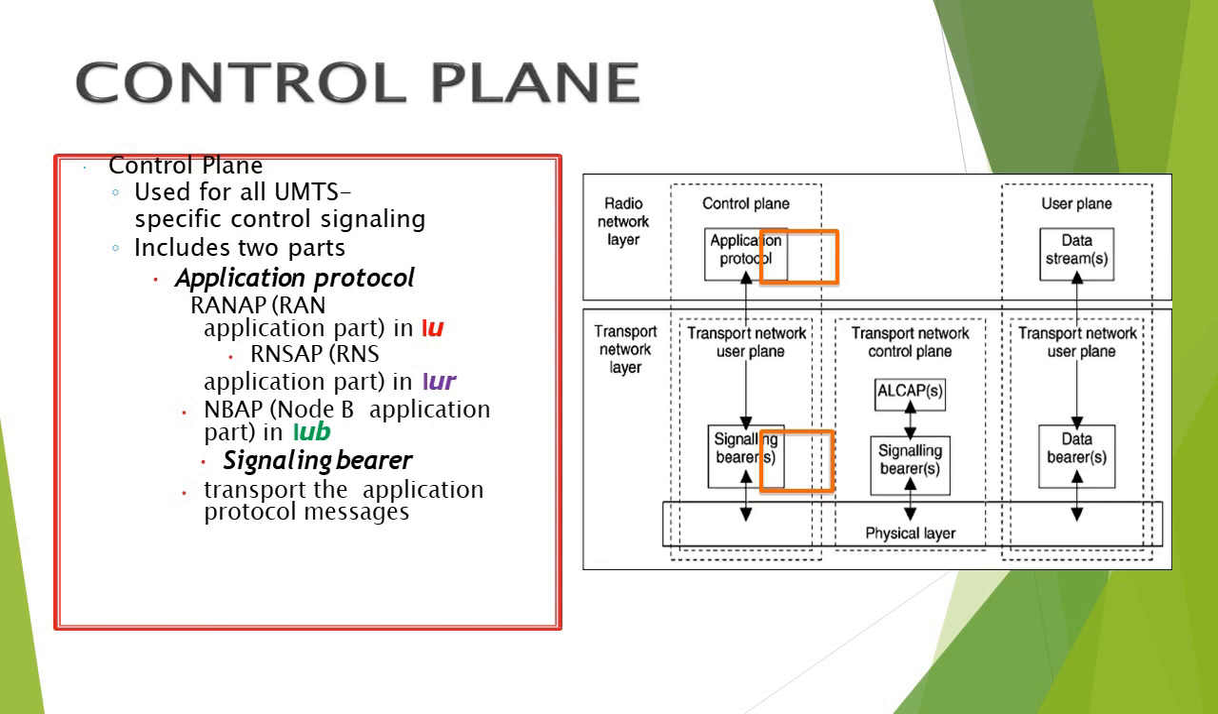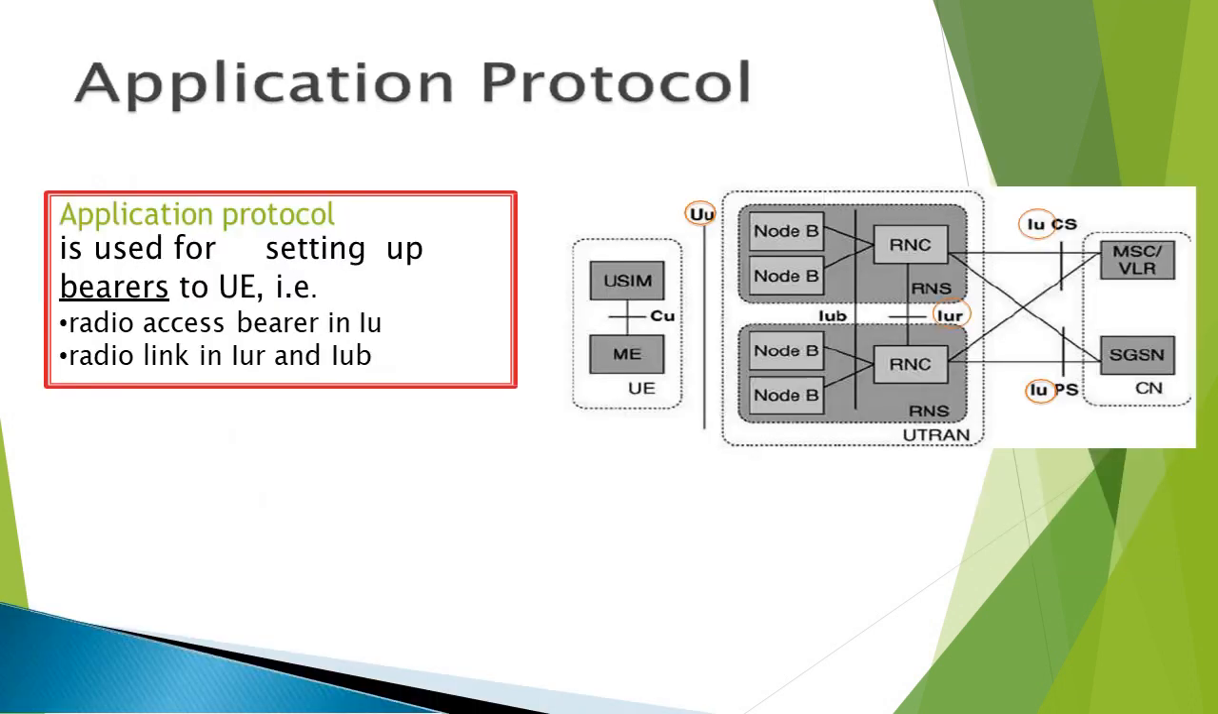The IUR interface is for RNSAP, which is the radio network subsystem application part, and a signaling bearer which is able to send and receive the information through the transport message application protocol. And this application protocol is used for setting up the bearers to the user network. So we have a different scenario here. First, we have the mobile phone. The mobile phone along with the SIM card is the user equipment, which has an interface, the UU interface, with the UTRAN network, and the main interface connects the Node B to the RNC, which is called the RNS, radio network subsystem.